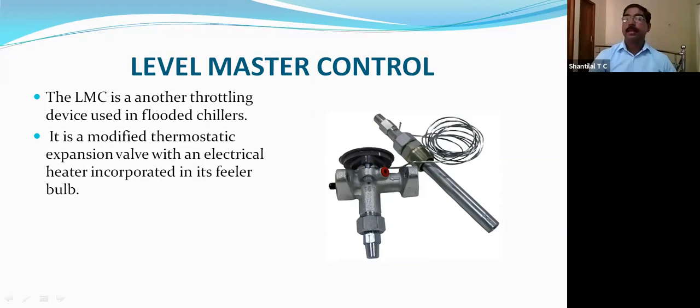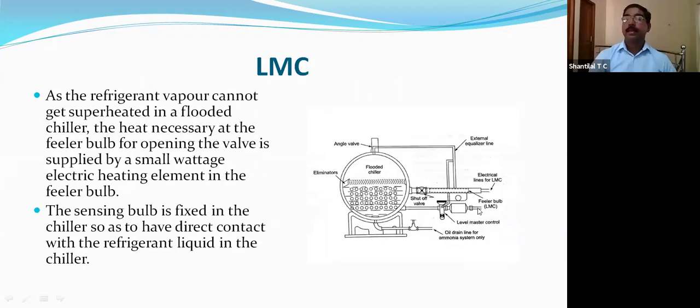Here the liquid is coming, that means after condensation the liquid line is coming. This point is the liquid line and this is the dryer strainer. This part is known as the dryer strainer and this is known as the level master control. Now you have to identify it. This is the LMC, so now the location is identified. Here a feeler bulb is fixed. This is the feeler bulb.